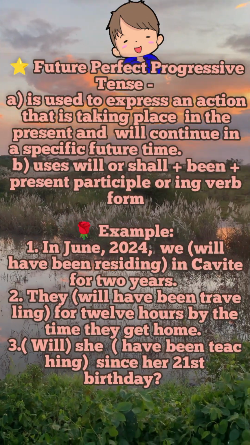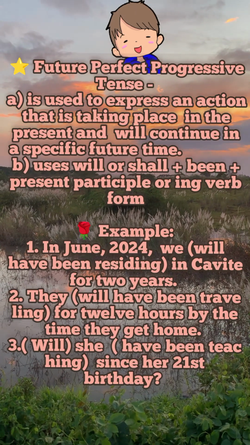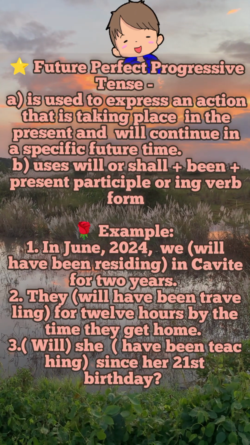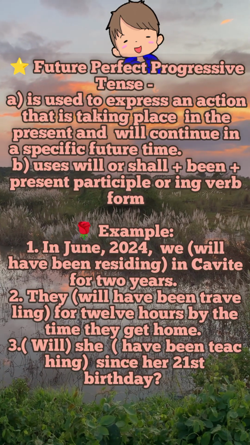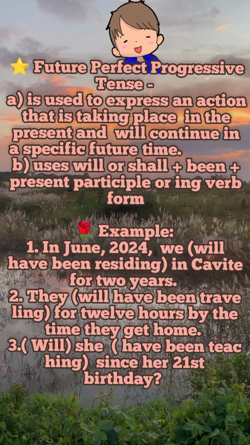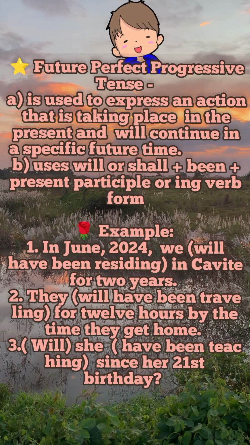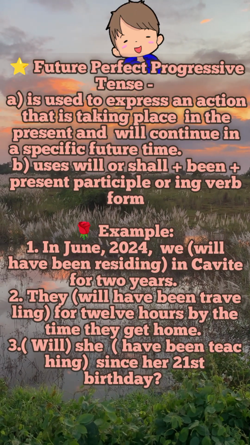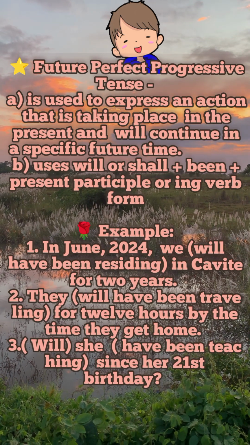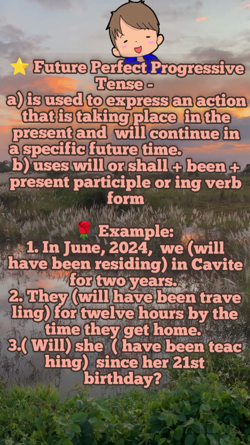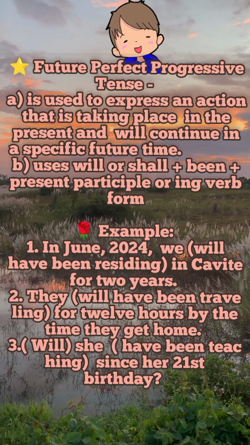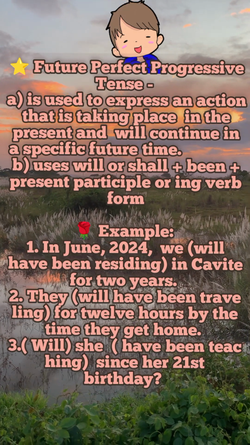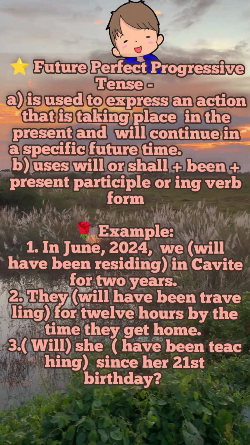Future perfect progressive tense is used to express an action that is taking place in the present and will continue in a specific future time. It uses will or shall plus been plus the present participle or ing verb form. Example: 1. In June 2024, we will have been residing in Cavite for 2 years. 2. They will have been traveling for 12 hours by the time they get home. 3. Will she have been teaching since her 21st birthday?